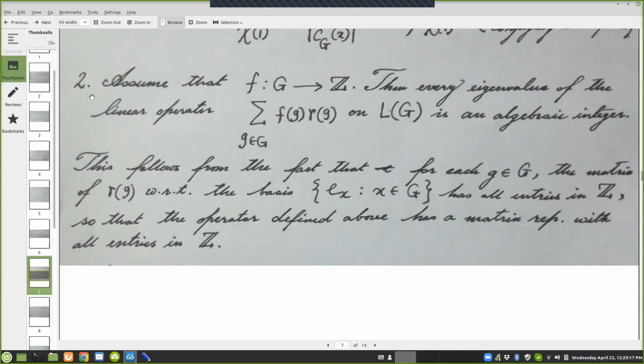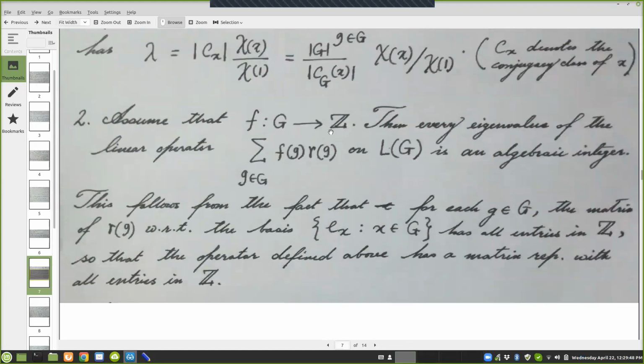Now let's discuss the second point. The second point says if F is a function defined over G which always takes integer values, then for such a function, once we consider this linear operator on LG, it has to be a linear operator, right? Because each R_g is a linear operator on LG, and we're just taking a linear combination of them. So now we will show that any eigenvalue of this operator is an algebraic integer.